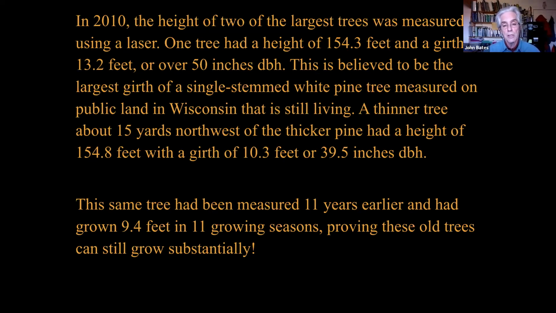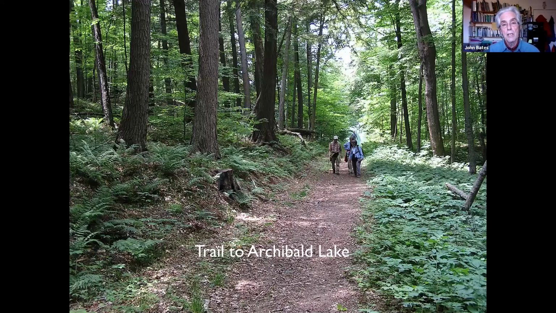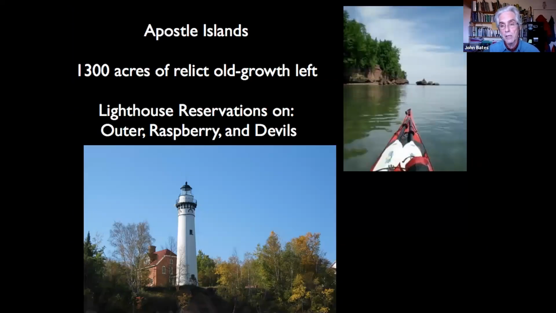Here's that little road going down to Archibald Lake with some big white pines along the way. There is a cultural heritage site in this area as well, some very large Native American mounds that can be found, worth looking for. The Apostle Islands has 1,300 acres of relic old growth left, in particular on lighthouse reservations that were set aside for the lighthouse keepers. The best site is on Outer Island, which I have never gotten to. Out of all the sites I wrote about in my book, this was the one I didn't get to because it's 21 miles out and I was too chicken to paddle my kayak out there. But it's 200 acres of truly remarkable old growth from what everyone tells me.